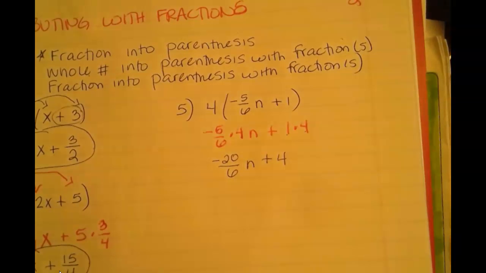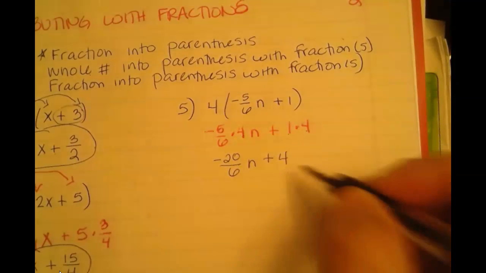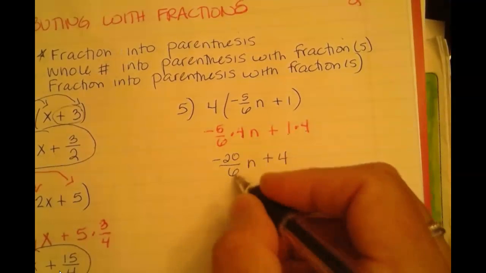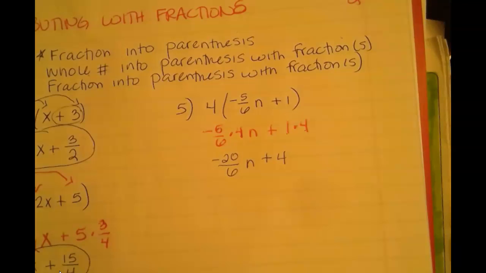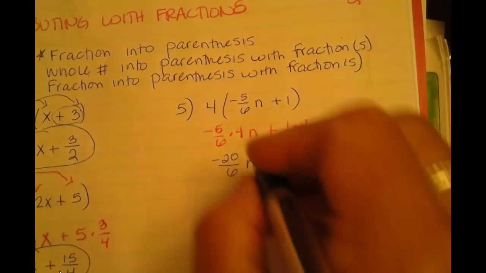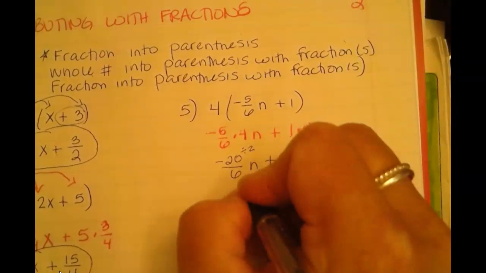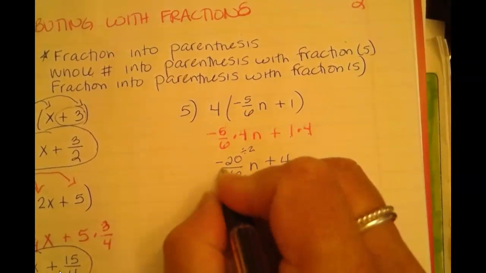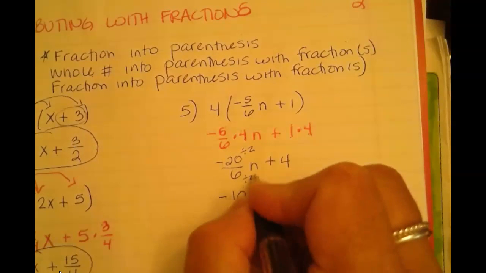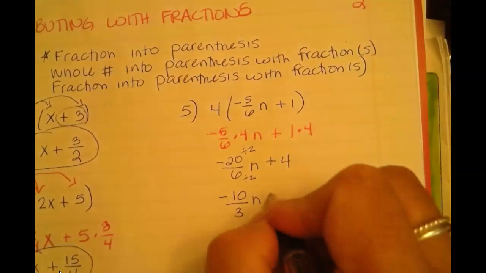Can we simplify? So the only thing to do here is to check if you have fractions, if they'll simplify. 20 and 6 are both even numbers divisible by 2. What else will go into 6? 3. Will that go into 20? No. 6 will go into 6. Will that go into 20? No. So 2 is our divide number to simplify this. So that'll be the negative 10 over 3n plus 4.